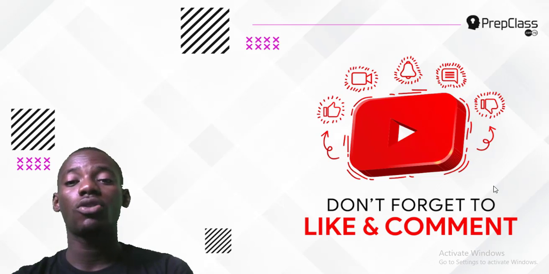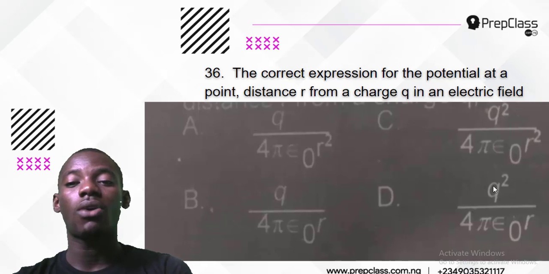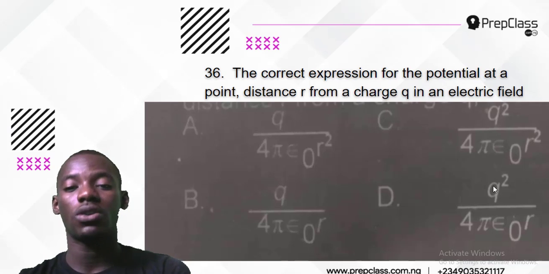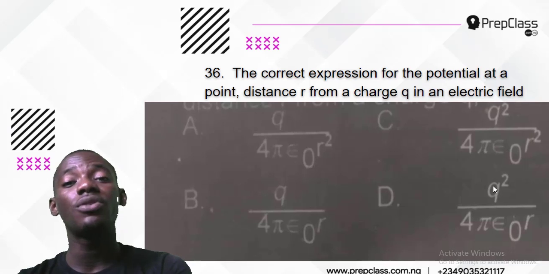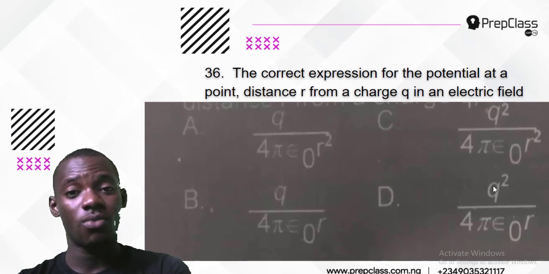Now let's get to number 36. The correct expression for the potential at a point distance r from a charge q in an electric field is what? Now this question is super simple. It is just asking for the formula for electric field potential or electric field strength. Do you have any idea what that might be?